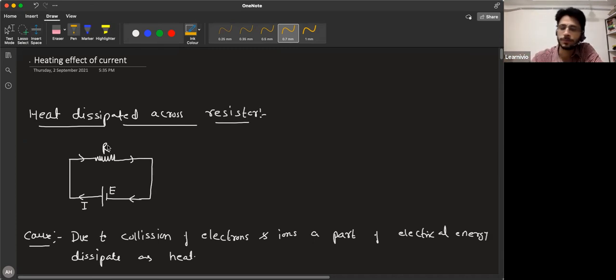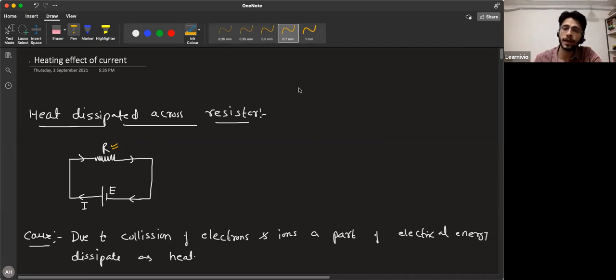So if I take this resistor, we have already discussed several times that resistor means your load. In your real life, if you connect a mobile phone with a cell, then that mobile phone is a resistor in the circuit. If you connect a refrigerator with a power supply, then in circuit analysis, that refrigerator is a resistor. So if you have a resistor, you connect it to a cell of EMF E, then the current passes through the resistor. Due to resistance of the resistor, a part of electrical energy gets dissipated as heat. So that is the reason heat is dissipated across the resistor.